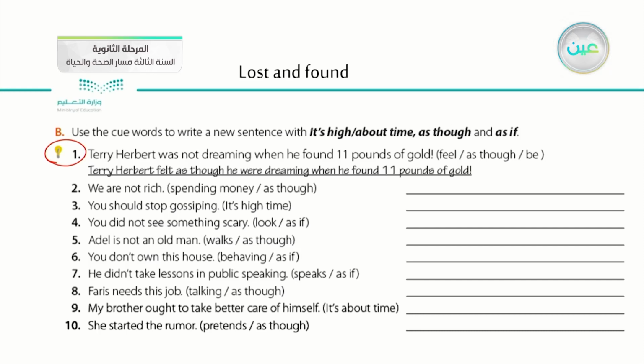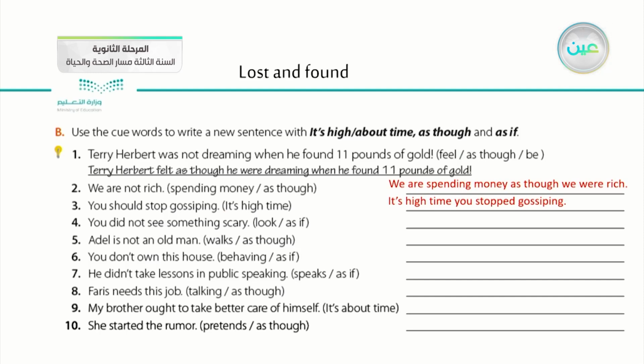You can take some time, pause the video, do the exercise on your own, then come back and check the answers with us. Number two, we're not rich, spending money as though. So the answer is, we are spending money as though we were rich. Are they rich? No, they are not. But they spend money as though they were rich. Number three, you should stop gossiping. So we said after it's high time, we should use the past simple. It's high time you stopped gossiping.